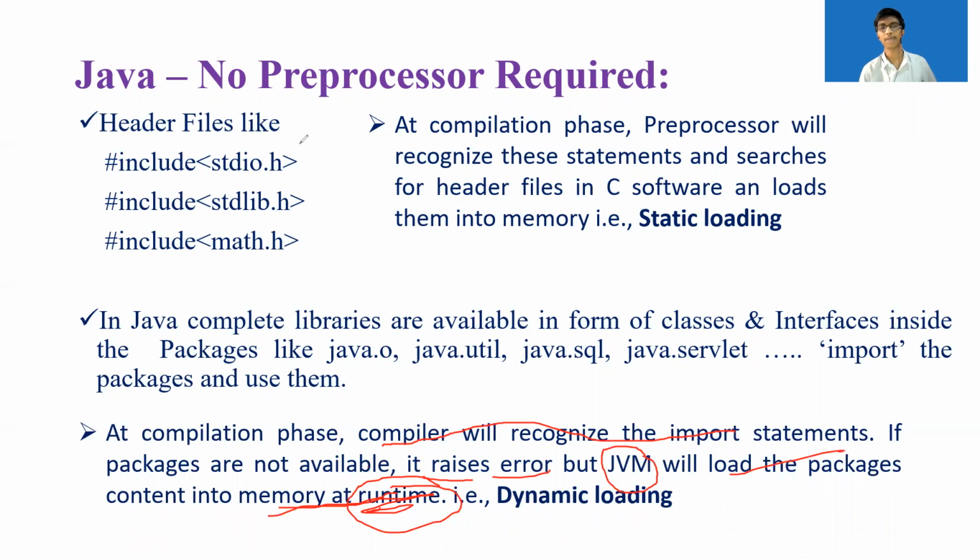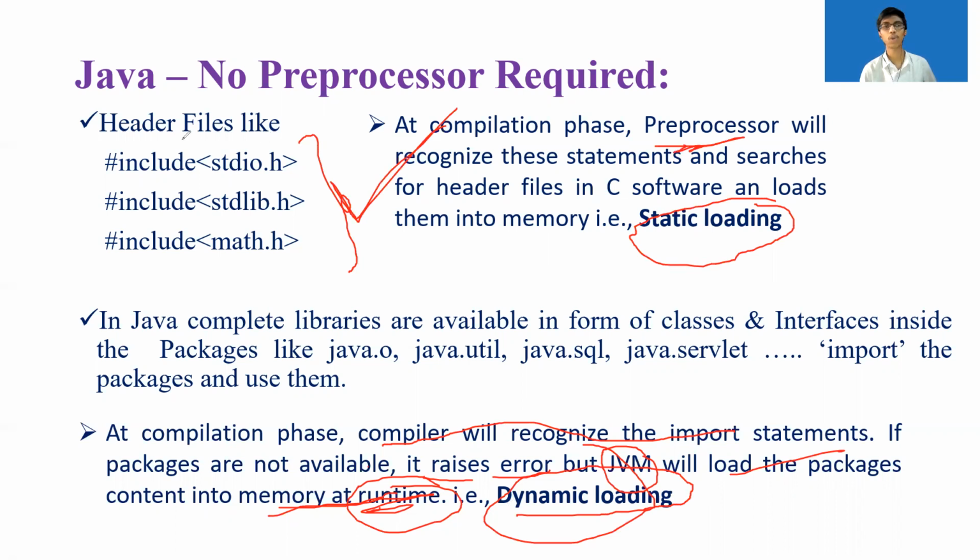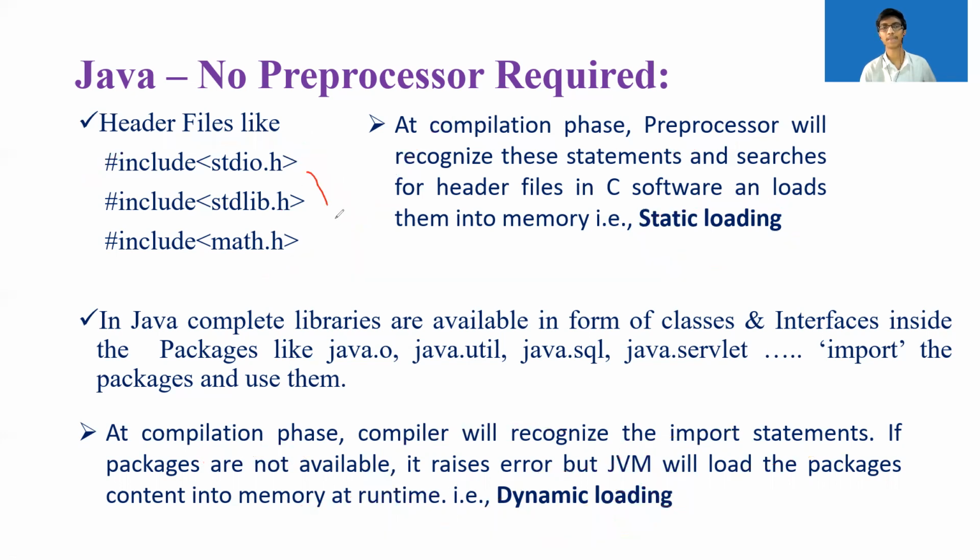In C, the header files concept is there, so you need to use static loading, whereas here the dynamic loading will be done, right? So what happens? The preprocessor will be present in C. Why? Because the task of the preprocessor is to observe these statements and load the content. Whereas at the compilation phase in Java, there is no need to load anything, right? The JVM will take the responsibility to load it. So that's why we go for dynamic loading here, and there it is static loading. So the preprocessor would be present in C, but there is no preprocessor for Java.